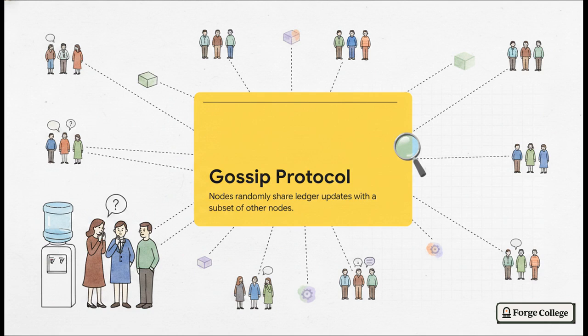Think about it. If you have a juicy piece of office gossip, you don't call an all-hands company meeting to announce it, right? No way. Instead, you whisper it to 3 random friends at the water cooler. Then they tell 3 of their friends, and boom, within hours, the entire building knows. This peer-to-peer method is exactly how nodes randomly share ledger updates.